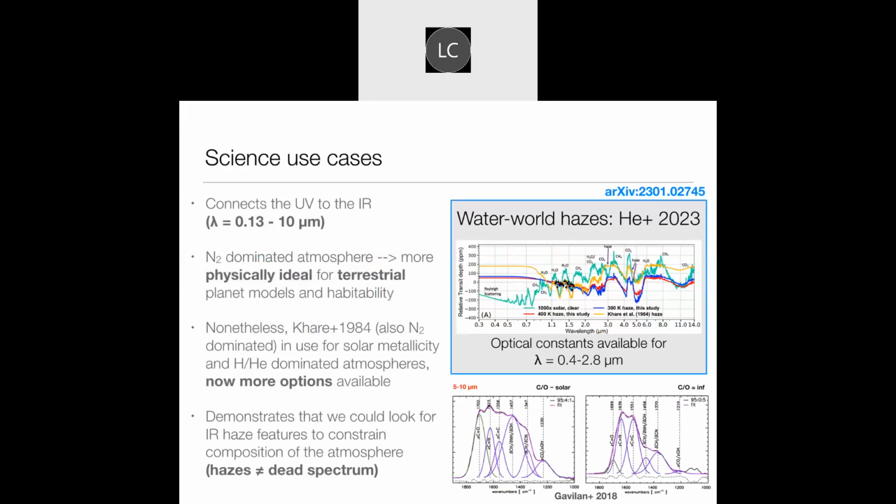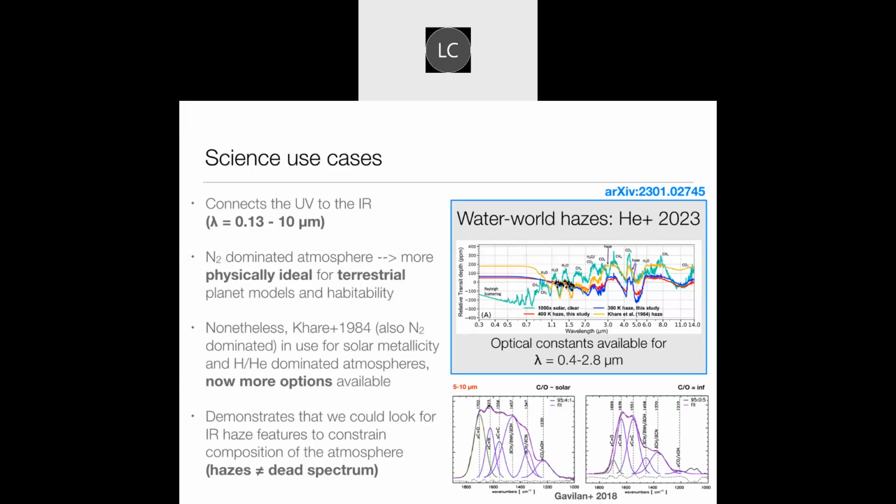So what are the science use cases for this? In particular, it can help connect the UV to the infrared because these cross sections go down all the way to 0.13 microns. They don't go past 10 microns though. Because these tholins were grown in a nitrogen dominated atmosphere, they're technically more physically ideal for terrestrial planet models and assessing habitability. But nonetheless, people have been using opacities from tholins grown in a nitrogen dominated atmosphere. So if you are not doing terrestrial planets, this is just another option compared to Correa.